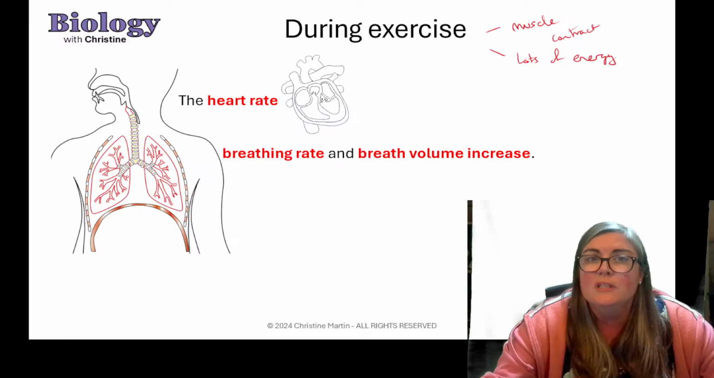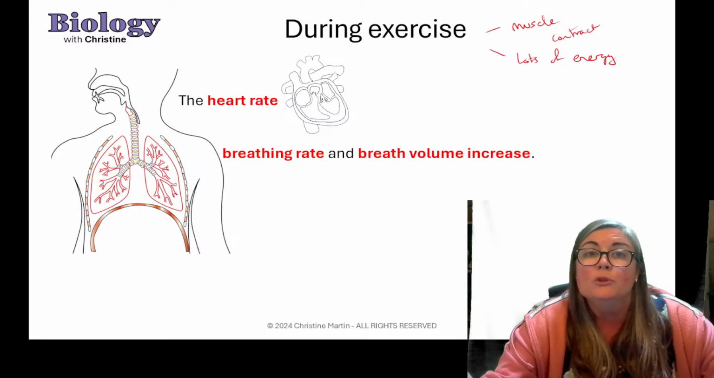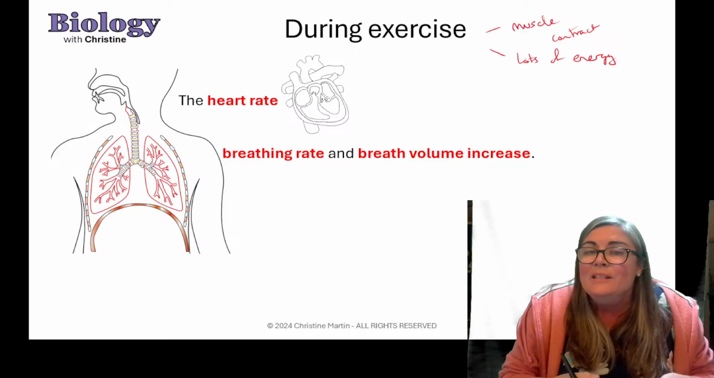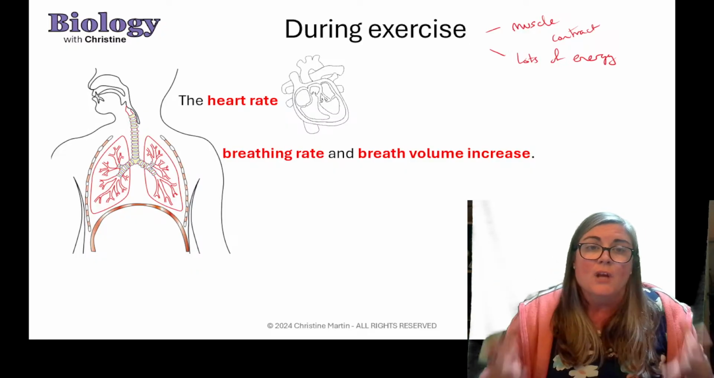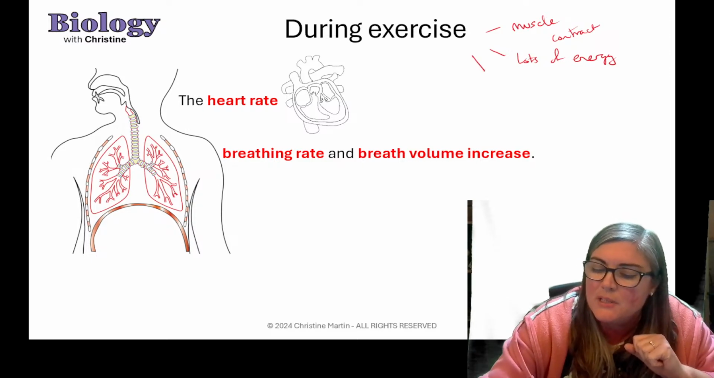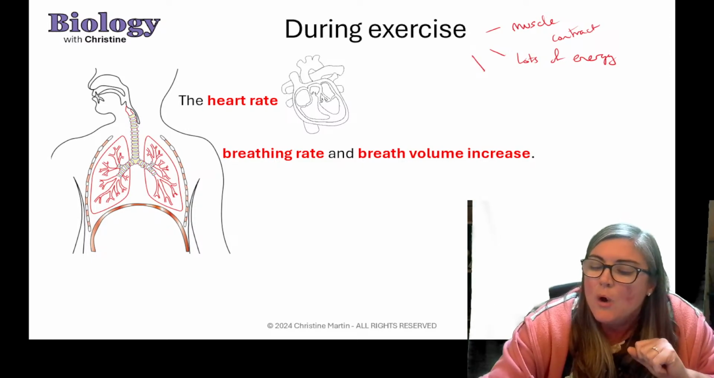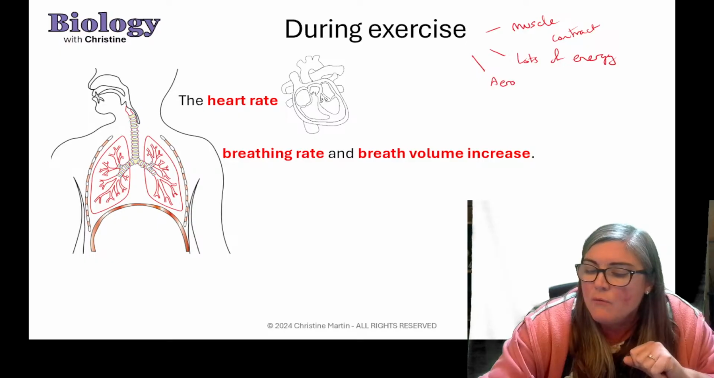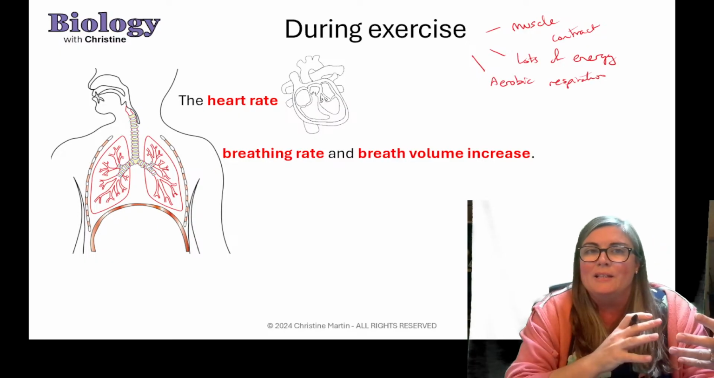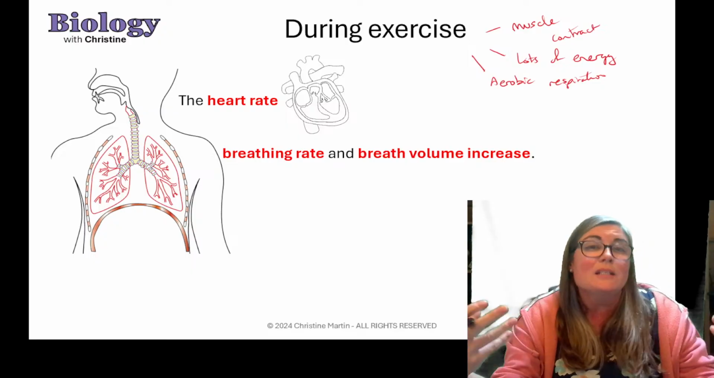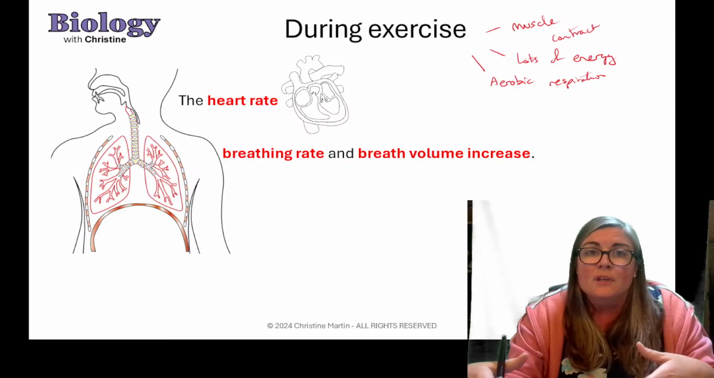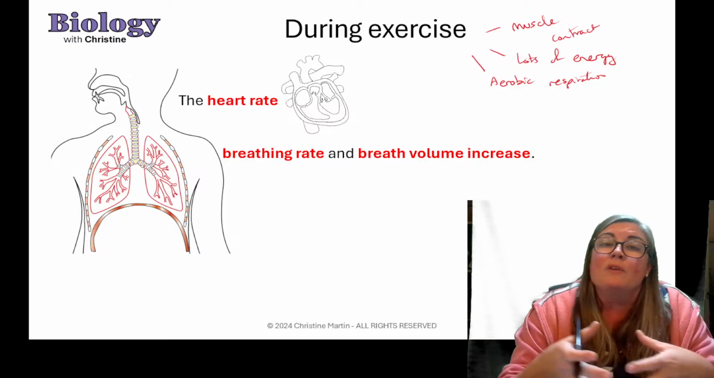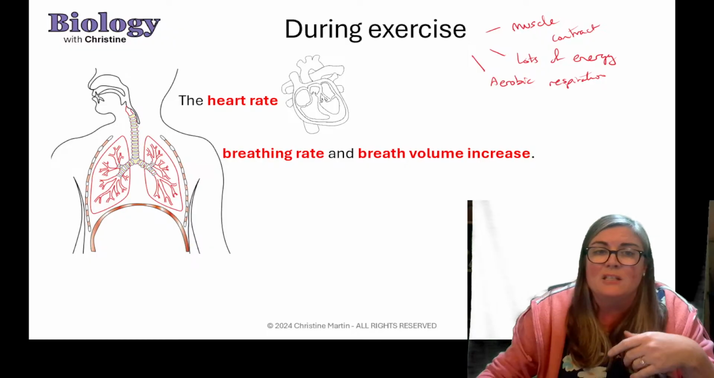And if they need lots of energy, how are they going to be able to provide the necessary ATP molecules to release that energy? Well, that is where respiration comes in. And I have to be very specific when I talk about aerobic respiration. So if I'm going to do exercise, my muscles are going to contract more. I need lots of energy, and therefore aerobic respiration is going to happen at a faster rate.